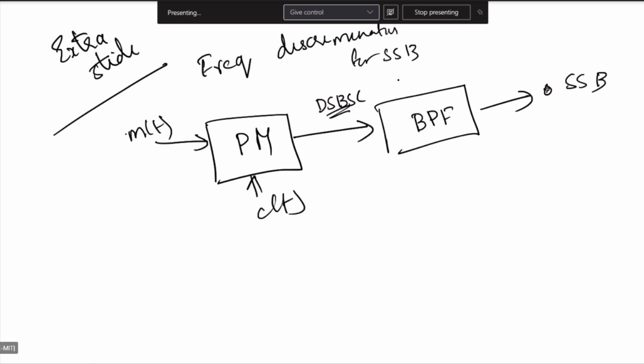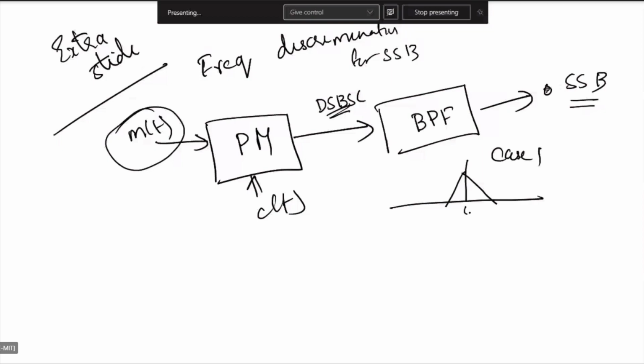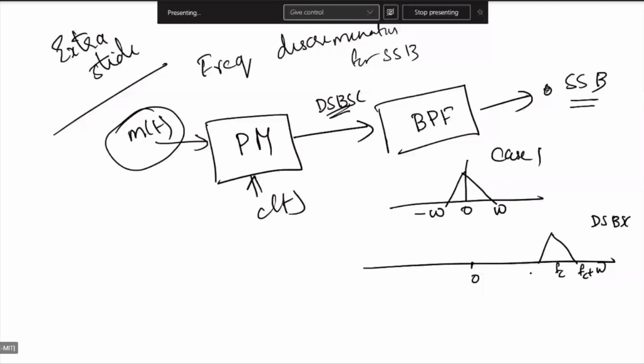End of the story. But I am telling you, to generate an SSB signal in this technique, there are certain constraints on this message signal. So why did those constraints come? What are those constraints? Suppose, case 1, the message signal has a spectrum like this. It extends from minus W to W, and my DSBSC signal will be, this is FC plus W, this is FC minus W, and here it is minus FC plus W, minus FC minus W. So this is the DSBSC signal.